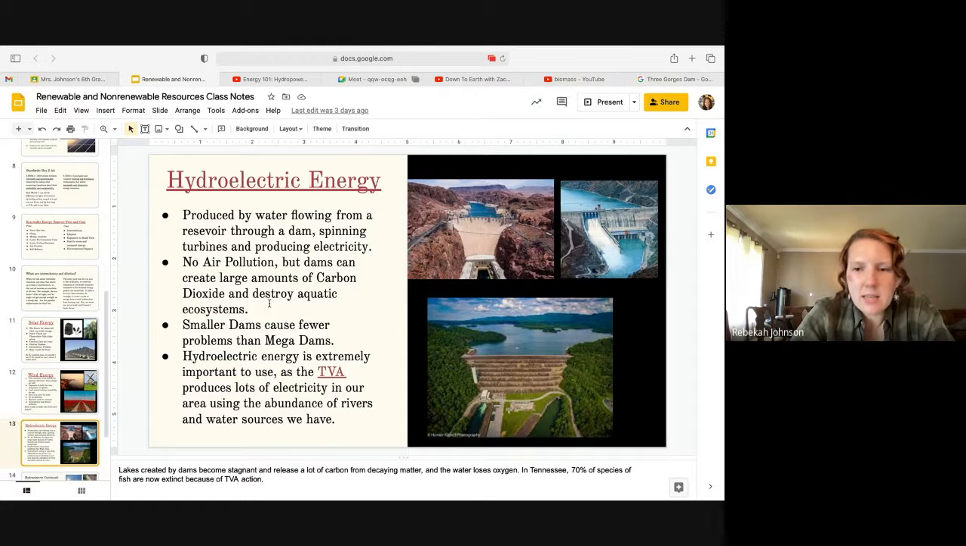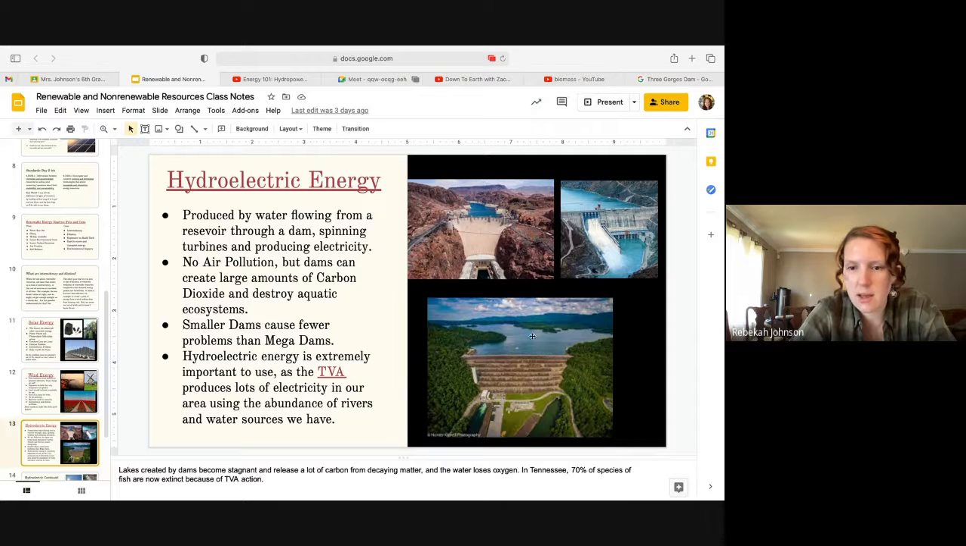Okay. So another thing, along with the carbon, like I said, they stop the flowing of water, and this destroys a lot of aquatic ecosystems. Tennessee lost about 70% of its species of fish when TVA came in and put the number of dams in that they did. Now, on the other hand, we got a lot of good out of that too. The Tennessee Valley has better flood control, and that used to be an enormous problem for people. We have a clean source of energy, a mostly clean source of energy.